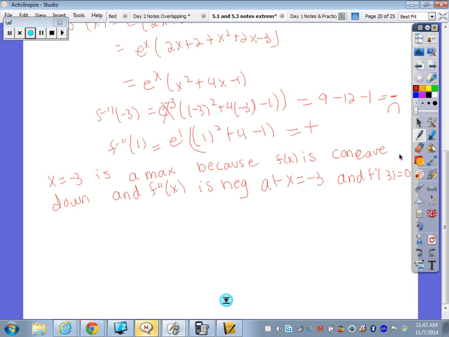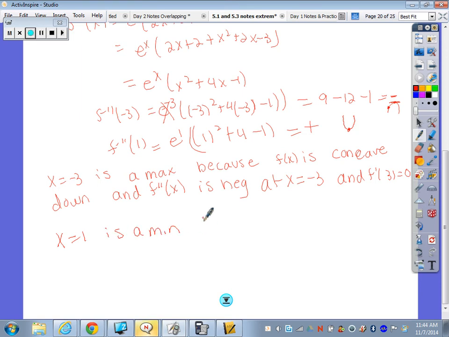Or else, if you pick another point on this that's not a critical point, that's not a max or min. So it's very important that it's a critical point, or the first derivative is 0. And then for x equals 1, my function was concave up, so that makes it a min. So x equals 1 is a min.